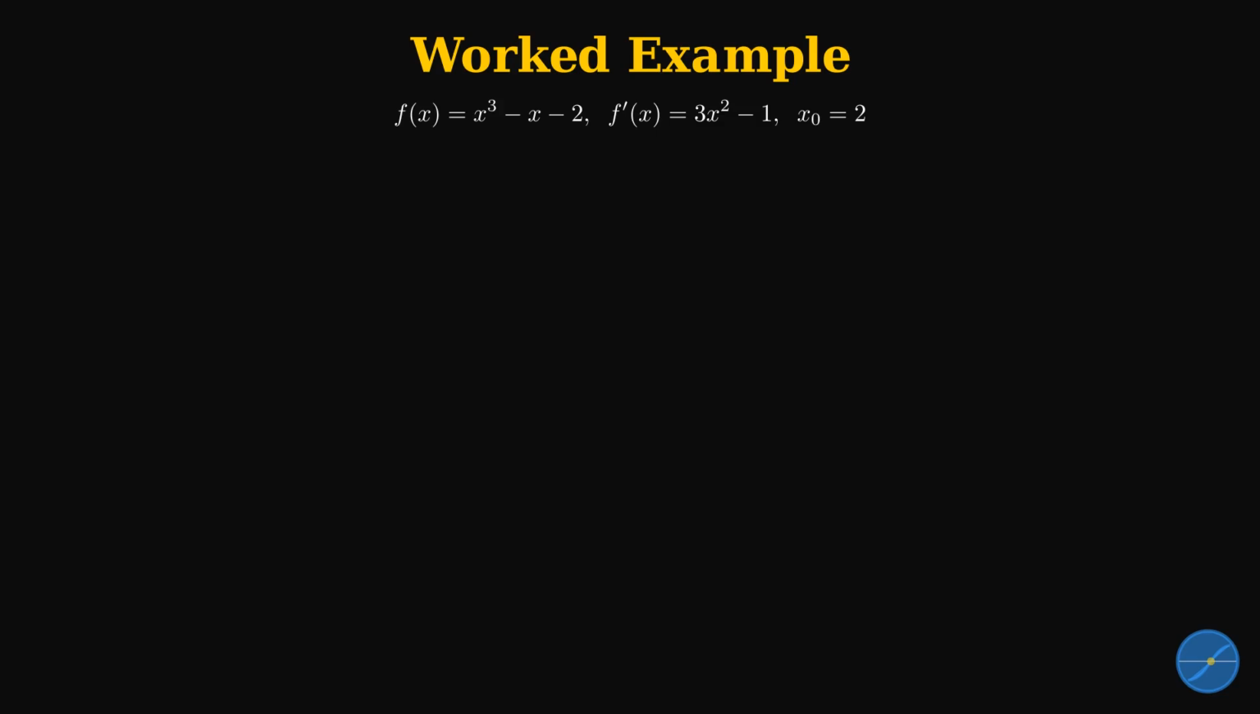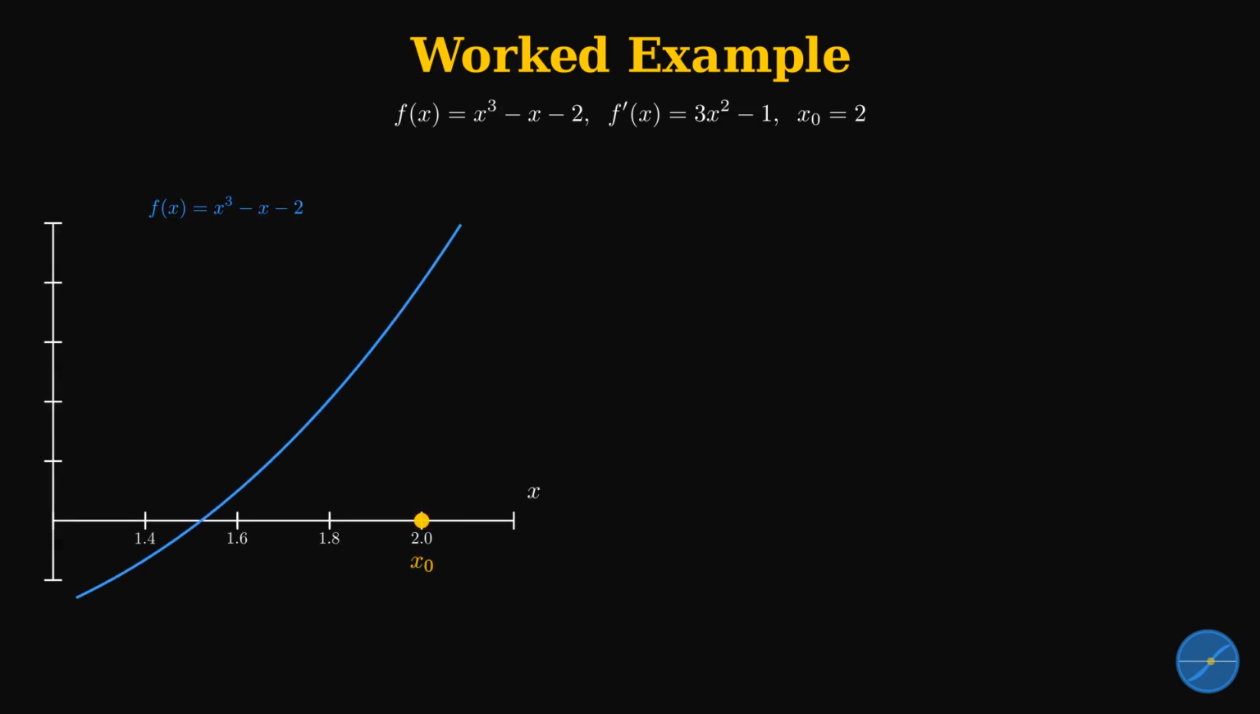Let's run it for real on f of x equals x cubed minus x minus 2, with f prime of x equals 3x squared minus 1, starting at x naught equals 2. It's the same function bisection chewed on in episode 1, for a fair fight. Here's the curve. We start at x naught equals 2. Iteration 1. F at 2 is 2 cubed minus 2 minus 2, which is 4. That's our height on the curve. The slope there, f prime of 2, is 3 times 4 minus 1, 11.